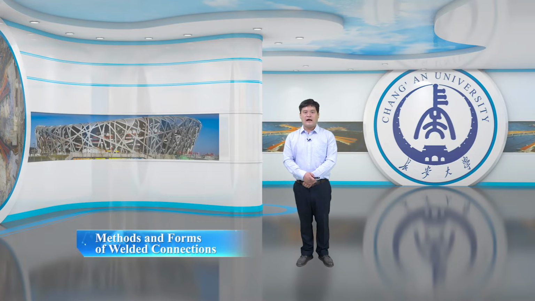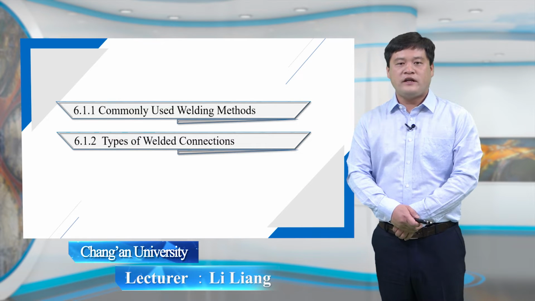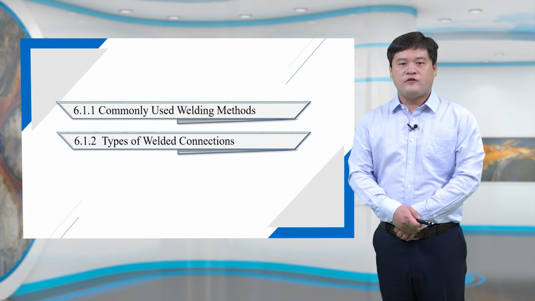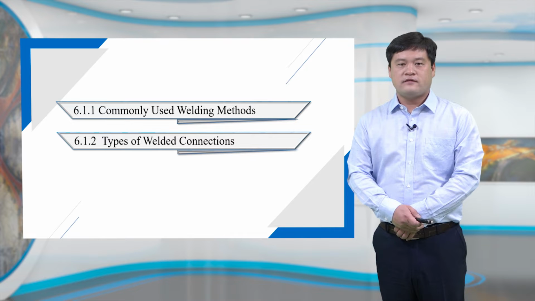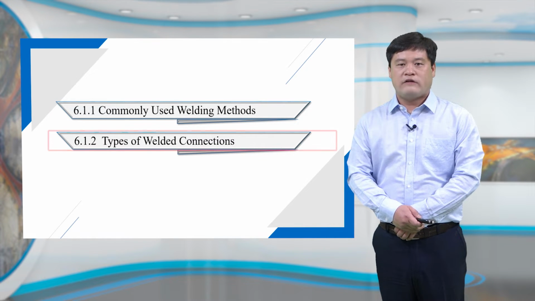Today we are going to study section 6.1, Methods and Forms of Welded Connections. As we know, welding is a process in which two pieces of metal are fused together by heat to form a joint. In section 6.1.1, we will study several welding methods commonly used in engineering, and in section 6.1.2, several types of welded connections will be introduced.